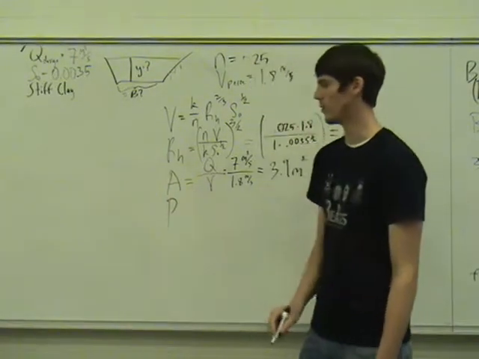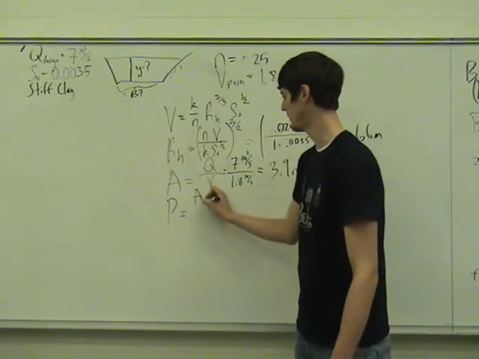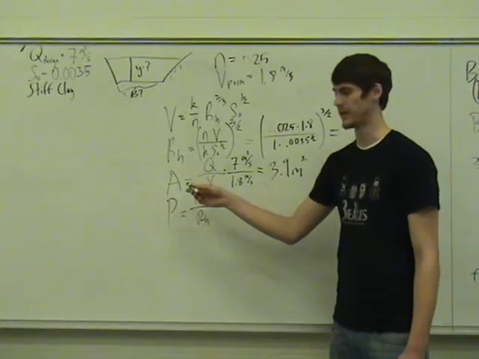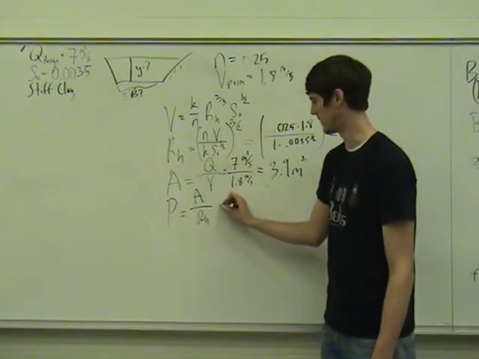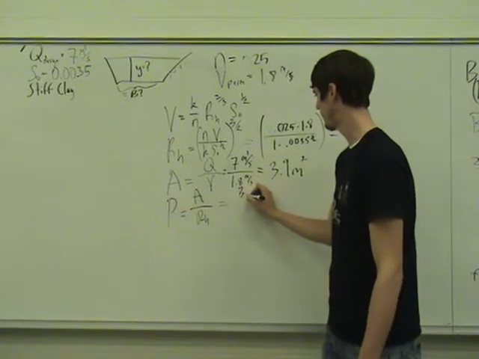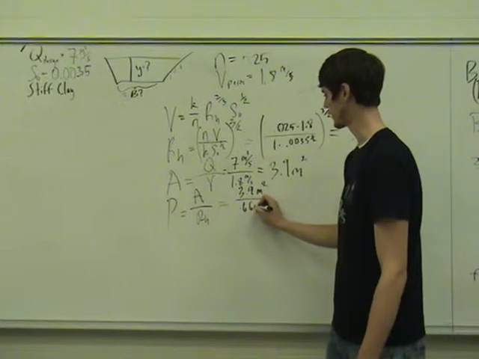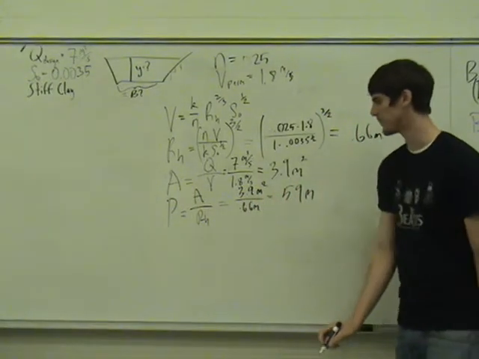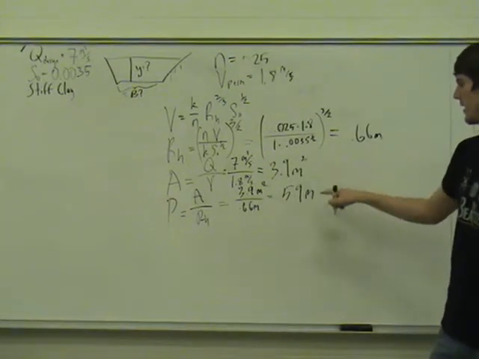Next, we want to calculate the wetted perimeter, which is equal to A, the area, over the hydraulic radius. So hydraulic radius is equal to area over perimeter, and so resolving the equation for wetted perimeter gives us the area over the hydraulic radius. These are two values we already have, 3.9 meters squared divided by 0.66 meters gives us a perimeter of 5.9 meters in the channel.